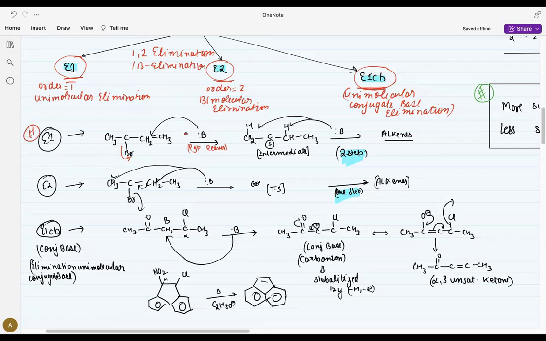E1 क्या होता है? Before the attack of any base, so we should have a base, है ना? Before the attack of any base on the hydrogen, this Br will remove itself to give us carbocation as intermediate.